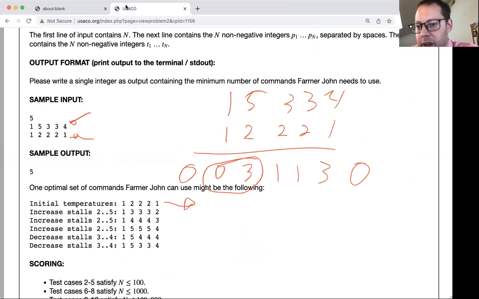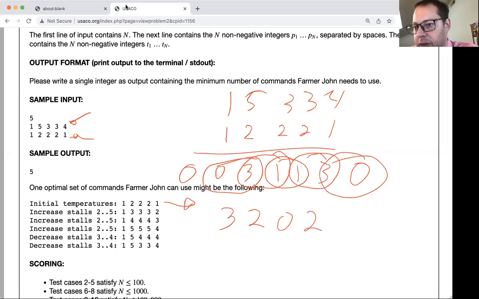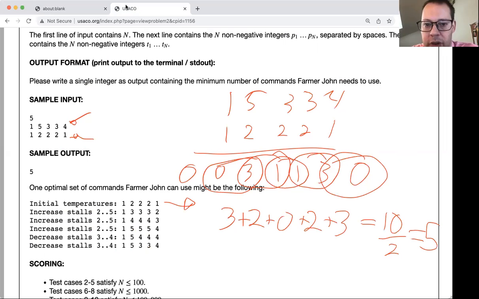From 0 to 3 is 3. From 3 to 1 is 2. From 1 to 1 is 0. From 1 to 3 is 2 again. And from 3 to 0 is going to be 3. We add all these numbers together. 3 plus 2 plus 2 plus 3 equals 10. And then divide by 2, giving us 5, which is our final answer here.